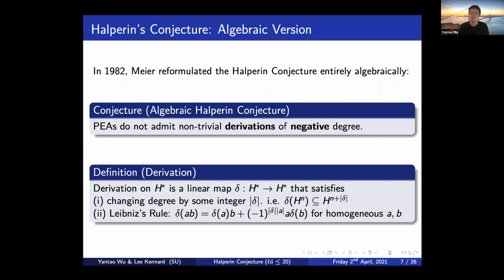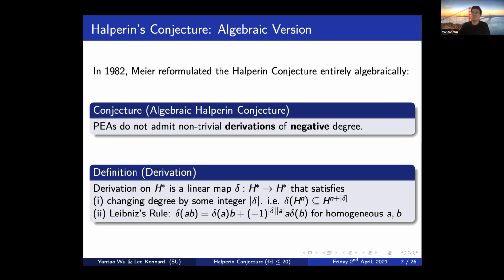And second is the Leibniz rule. This is a general description of the Leibniz rule, because we have a -1 to the power of the degree of delta times the degree of A, since we have switched the order of delta and A in the second term. And I need to explain what this inclusion says. It means that if we have a variable x with degree n, the image delta x will have degree n plus the degree of delta. Since we are working on positive elliptic algebras and we know that each variable is even graded, in general the -1 to some power will always be +1.